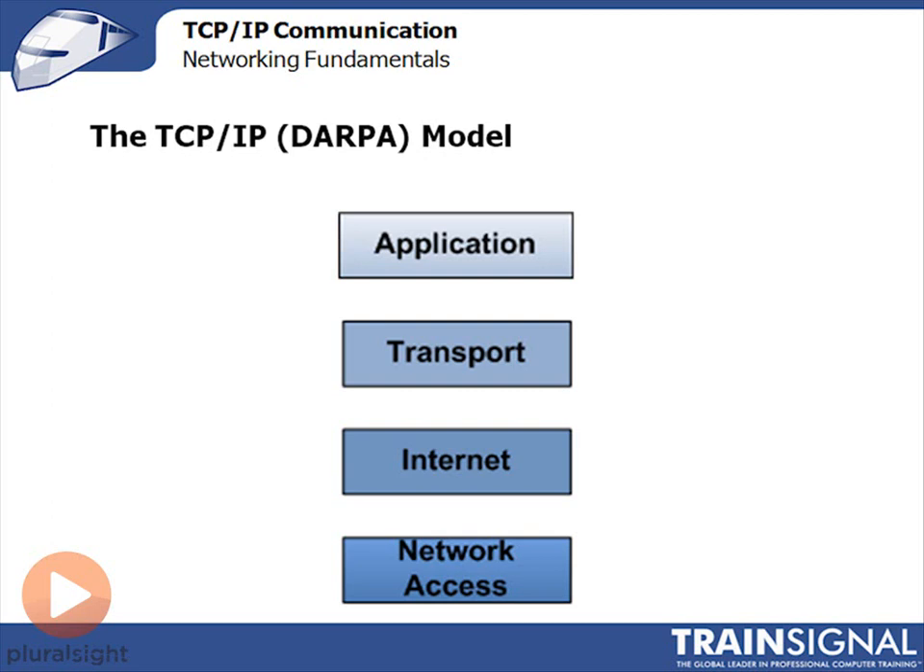And the other reason is because we have the bottom layer here, which is called network access. I think it's confusing when you have a network layer and then a network access layer. So these are the 4 layers of the TCP/IP model.